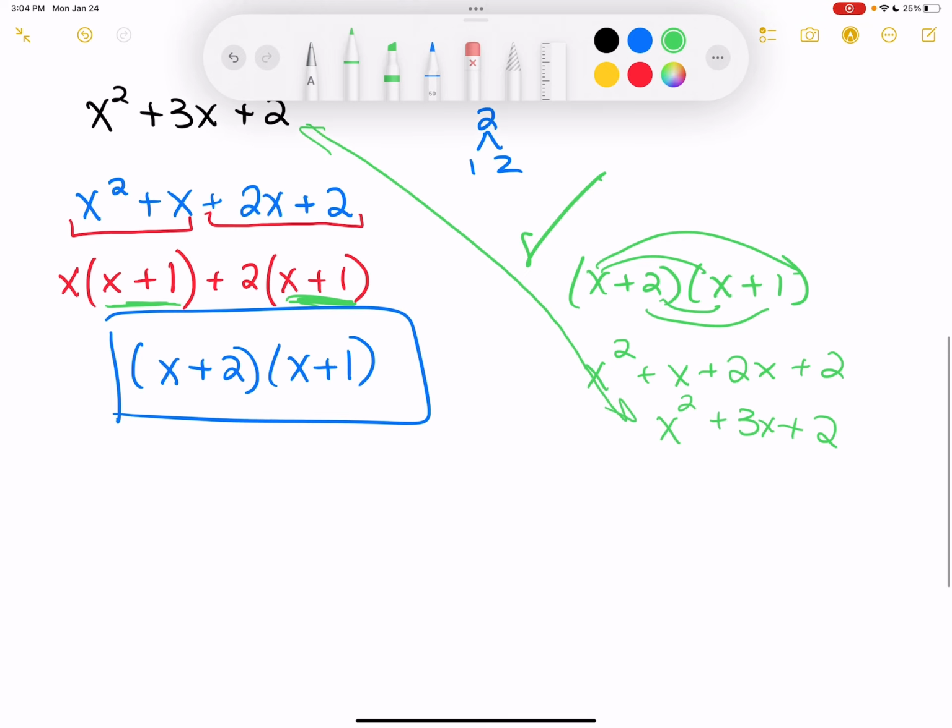Let's do one more and then we'll be done for today. Just wanted to give you a little intro so you can see it, so it's not like we're starting completely from scratch tomorrow. A squared plus 7a plus 10.